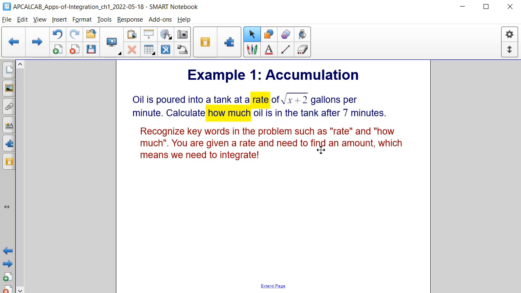Before we start solving this problem, it's important to recognize key words that are in the problem, such as rate. So the square root function is telling us a rate, and we have to determine how much, or the quantity that has accumulated of oil after 7 minutes have happened. So therefore, we need to integrate.